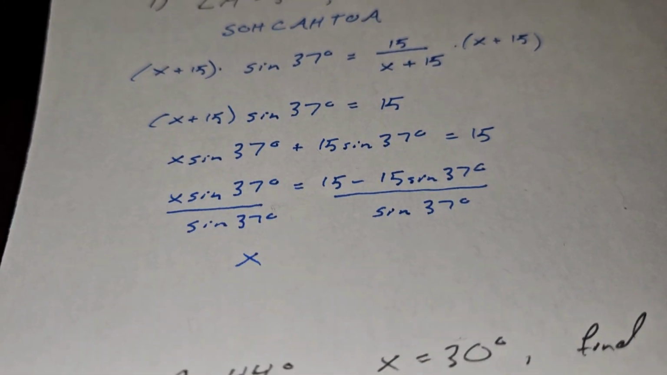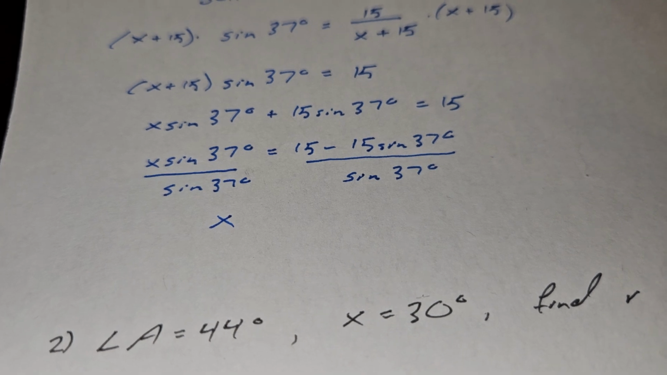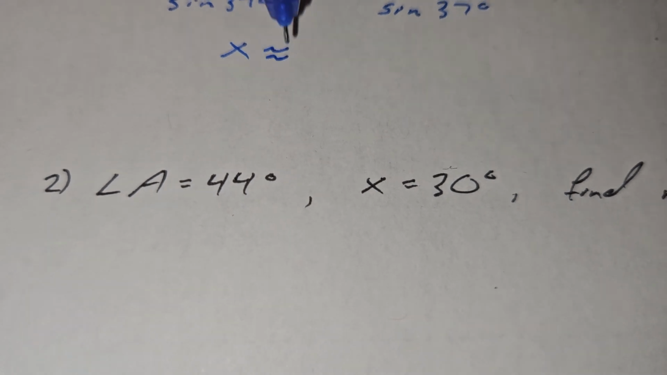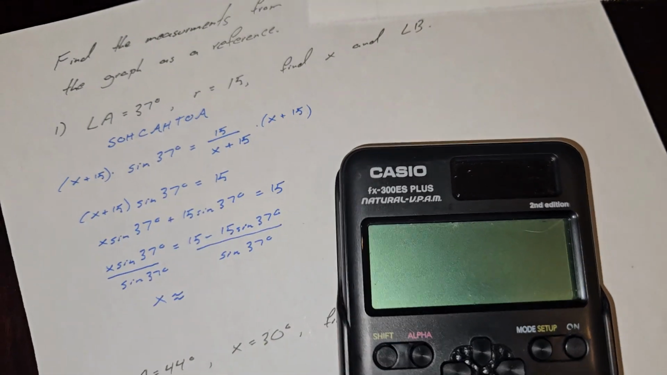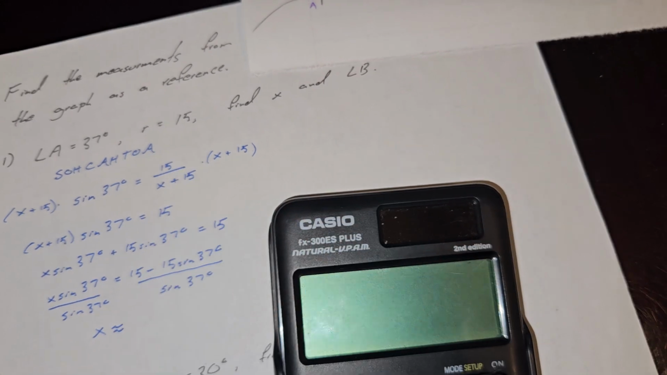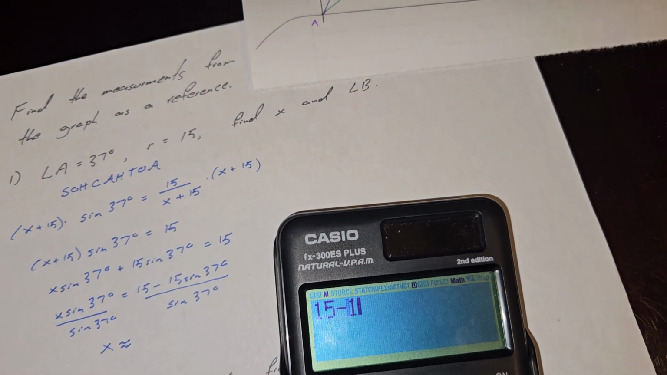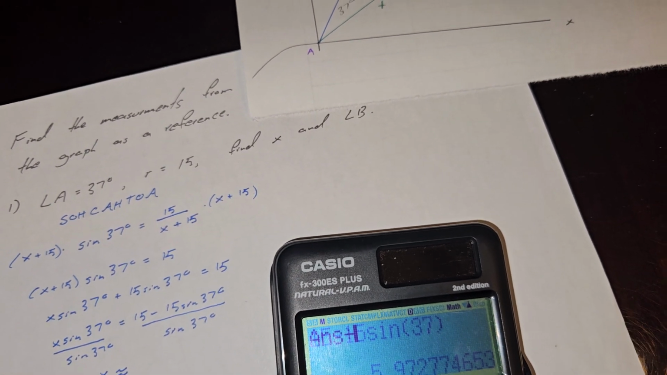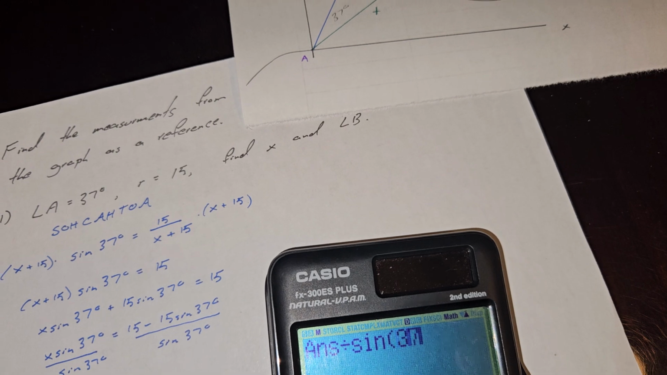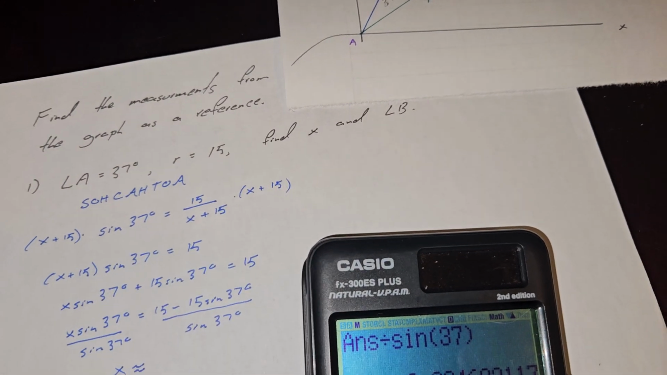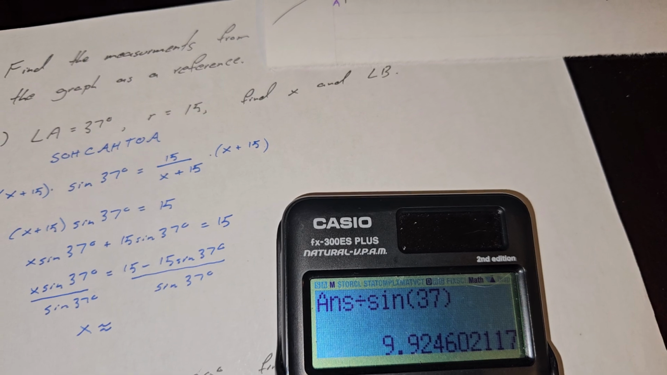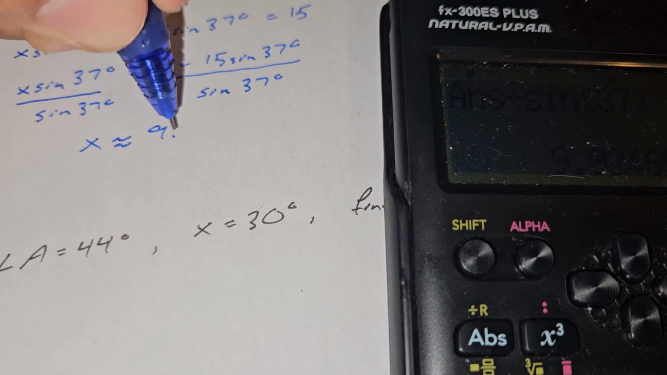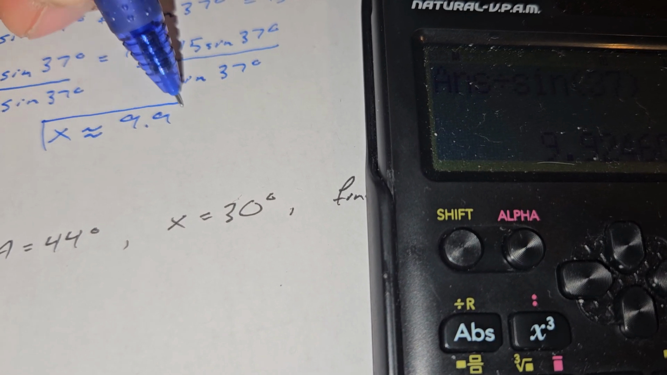So now we just put this into your calculator. Let me check my work. 15, 37. All right, let's put this into the calculator. Make sure your calculator is in degree mode and not radian mode. Let's see what we get. We have 15 minus 15 sine of 37 divided by sine of 37. That's going to give us 9.9, to one decimal place. So that's going to be our x. We found our x value.